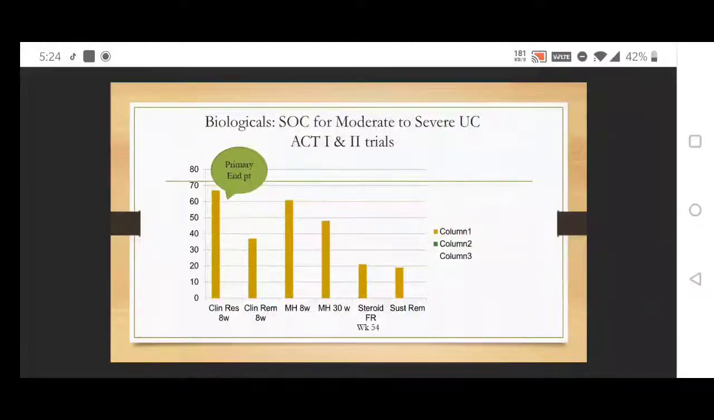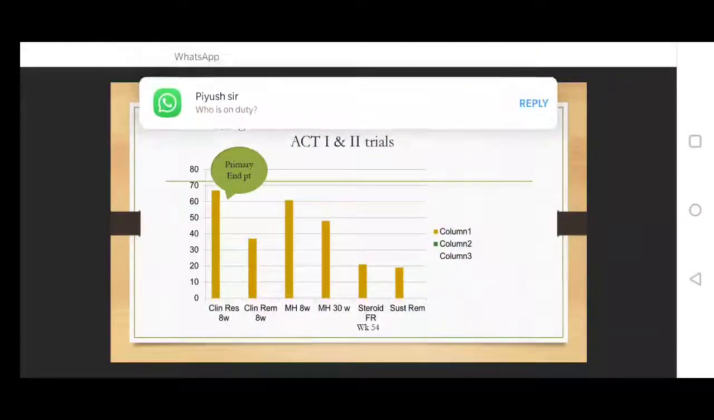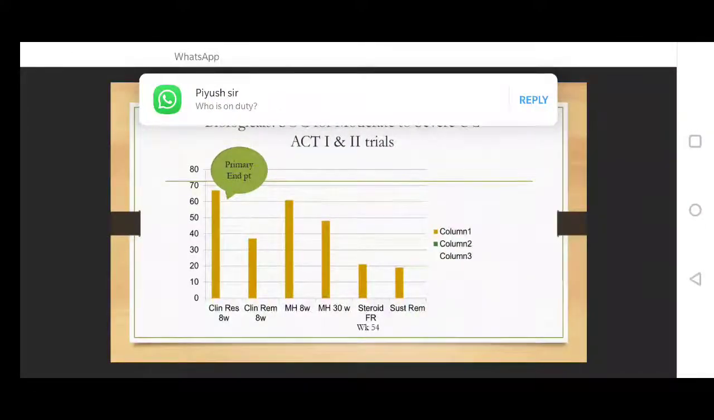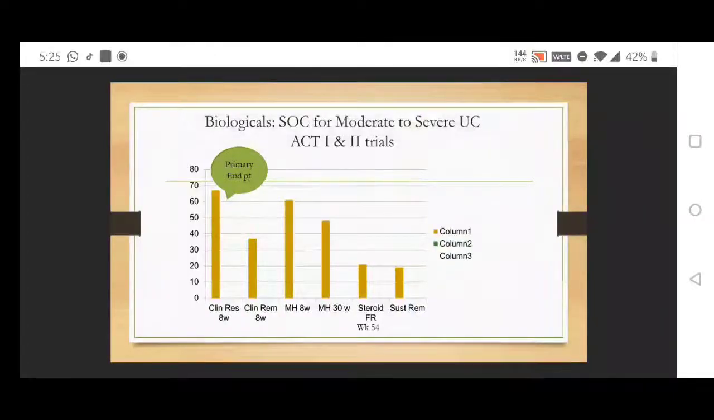So they were looking at these two parameters, and they showed in both Act 1 and Act 2 that approximately two-thirds of the patients, 64% or so, reached the primary endpoint, the patients had a clinical response, and they got it fairly quickly, within 8 weeks. And approximately one-third of the patients had a clinical remission, which means a clinical Mayo score less than or equal to 2 at 8 weeks.